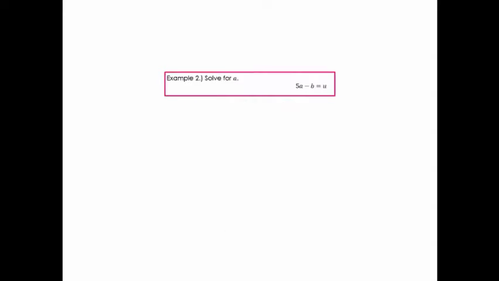Take a moment and look at question 2. In this case, we're asking to solve for a. Our equation says 5a minus b equals u. One more time, we're solving for a. My equation is 5a minus b equals u.